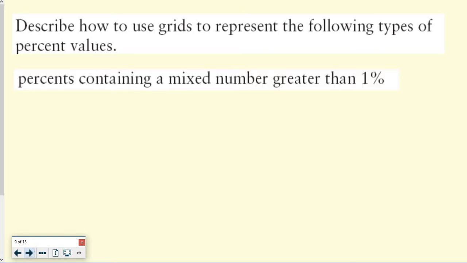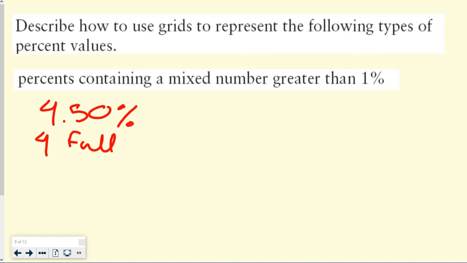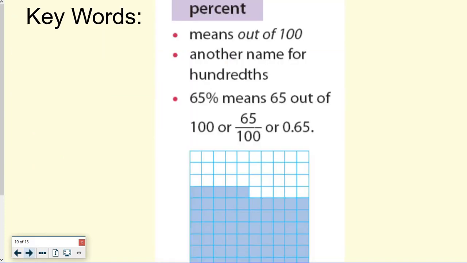Percents containing a mixed number greater than 1%. So if it's 4.5%, we would fill in 4 full squares. And we would fill in 1/2, which equals 50%, of 1 square. So that would equal 4.5%.